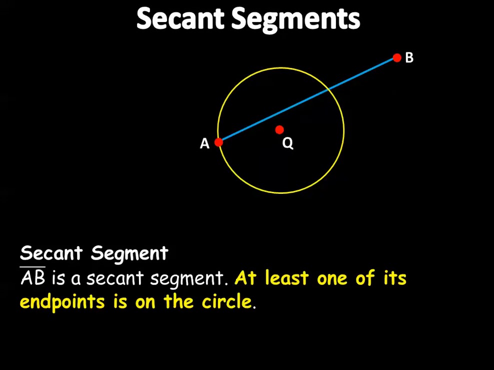Now with the secant segment, it says a secant segment is a segment of a secant line with at least one of its endpoints on the circle. So segment AB is a secant segment with at least one of its endpoints on the circle. And you can see here that that's its endpoint and it's on the circle. The other point is outside the circle.